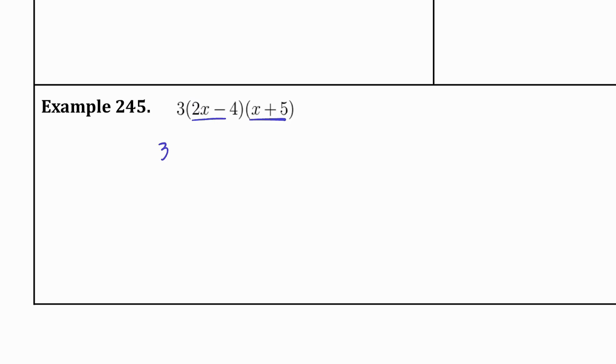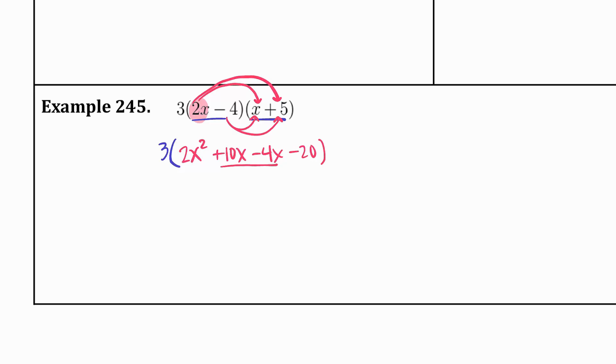So I'm just going to leave that 3 on the outside, and I'm going to multiply the binomials like the one we did above. So 2x times x is 2x squared. 2x times 5 is 10x. Negative 4 times x, negative 4x. Negative 4 times 5, negative 20.